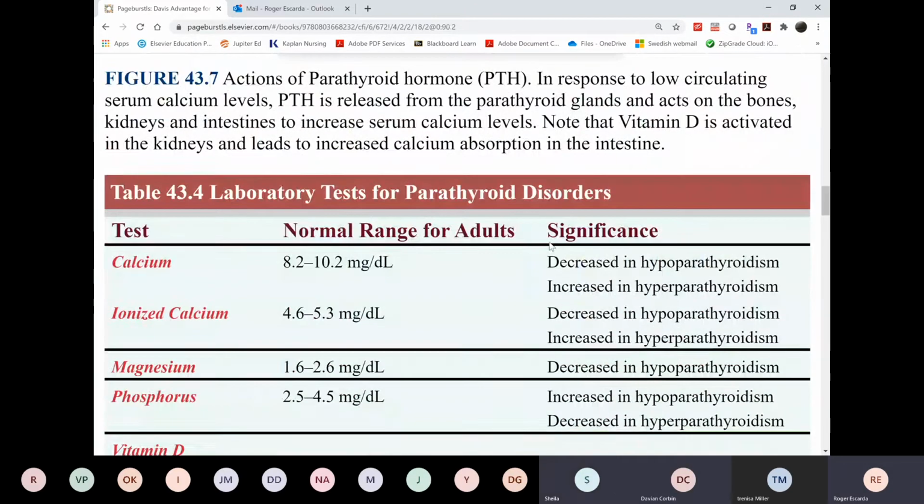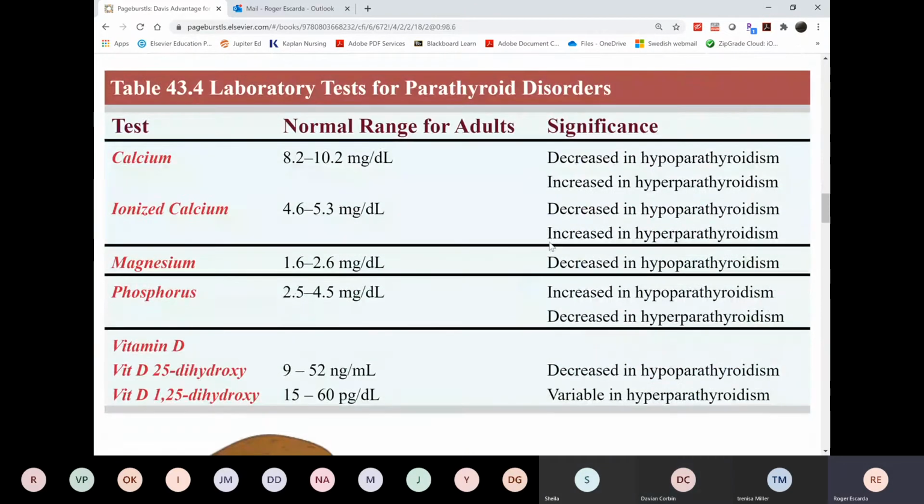Okay, so these are your labs, just like in exam one. So you'll have new lab results here.